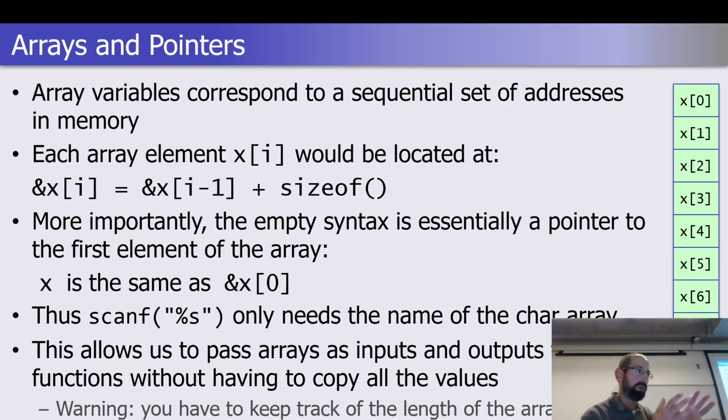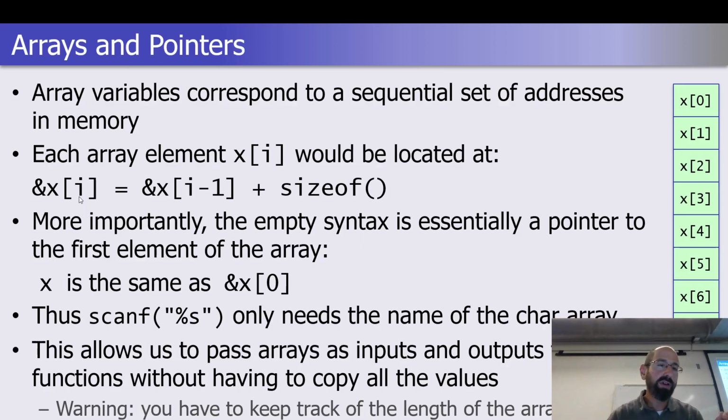Our array variables, of course, also correspond to not just a single value in memory, but the sequential set of addresses in memory. So I have an array variable int x of 10, and it's not a single integer, it's 10 of those integers. It's not 4 bytes, it's 40 bytes in memory. That is by spec. They're not going to be bouncing all around the place in memory. They're going to be in sequential locations in memory.